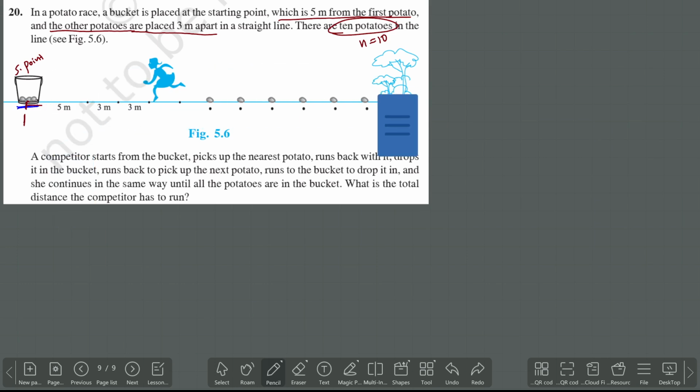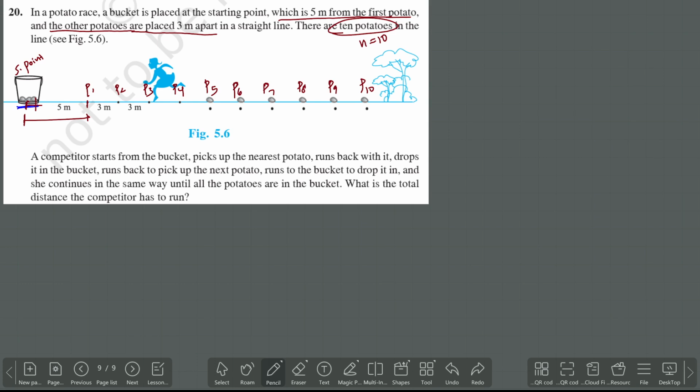We'll erase this. Last is potato 10, then potato 9, potato 8, potato 7, potato 6, and this is potato 5, potato 4, potato 3, potato 2. This is potato 1, the first potato. Then from here to here it's 5 meter. The first potato is placed from the bucket after 5 meter. Is it okay? Then okay.